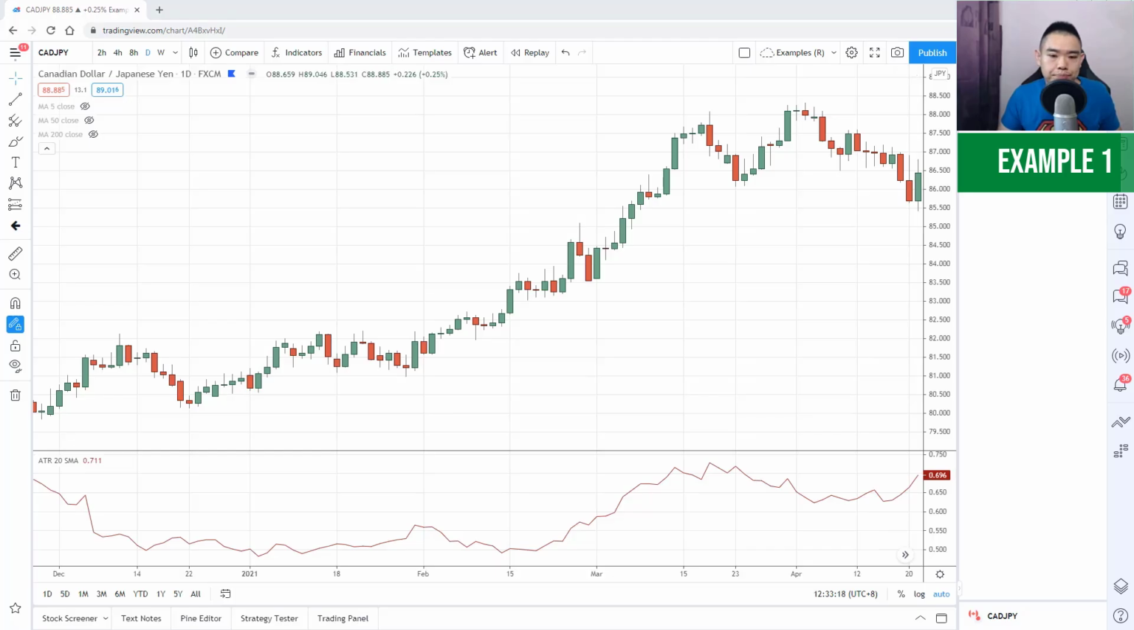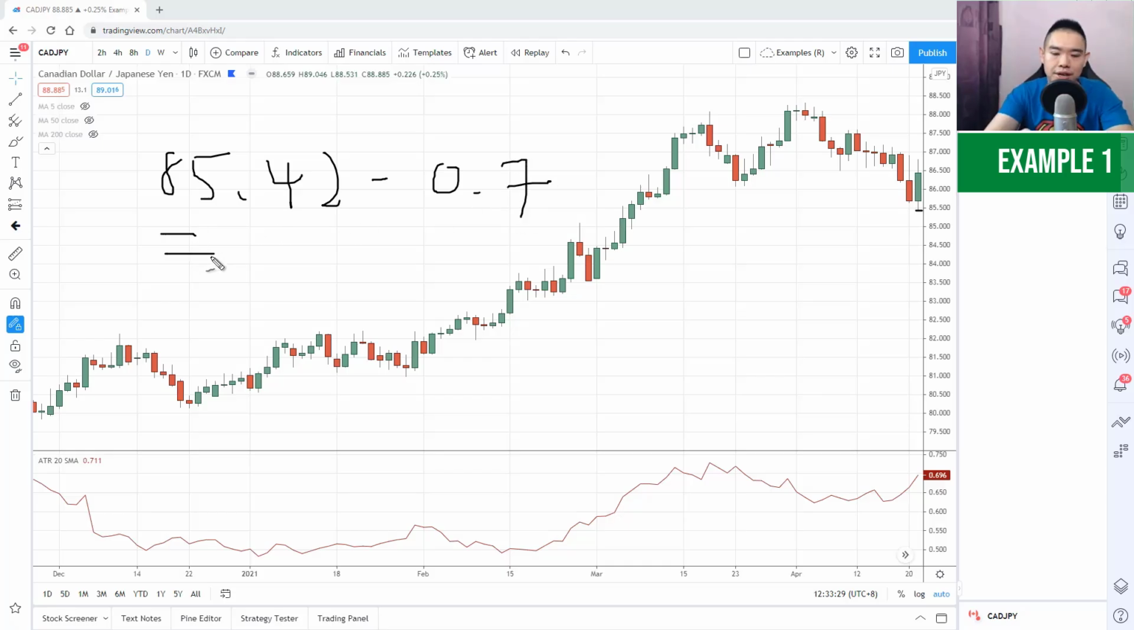You can see over here, this ATR value currently is about 0.7, about 70 pips. And the low of this candle, from what I last checked, is about 85.42. So I'm going to take this low over here, 85.42, and I minus 70 pips. That gives me, trusty calculator is here, 85.42 minus 0.7, that gives me 84.72. That is my stop loss level on this trade.